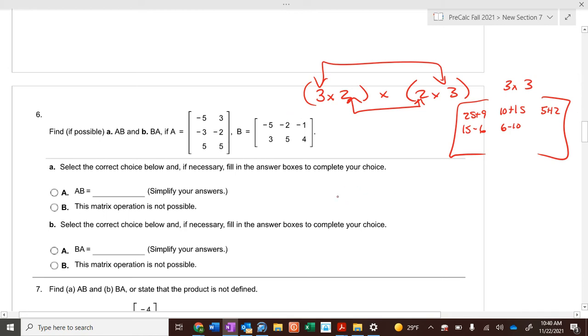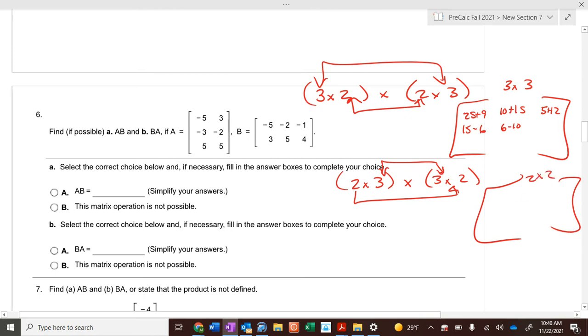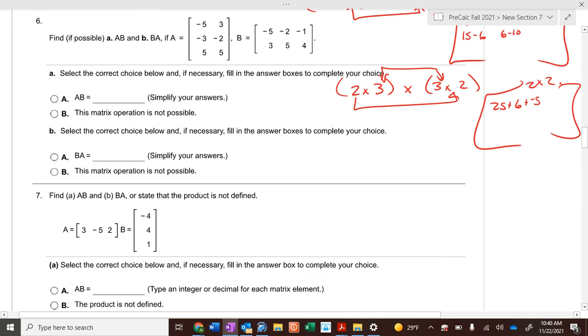Now, when we switch these around, take them B times A, it's a 2 by 3 times a 3 by 2. The 3's match, so you can multiply them together, and in the end, we're going to get a 2 by 2 because we're going to take this whole row times this whole column. So 25 plus 6 plus negative 5. Okay, and so on. So you're going to get 2 rows, 2 columns in your answer.